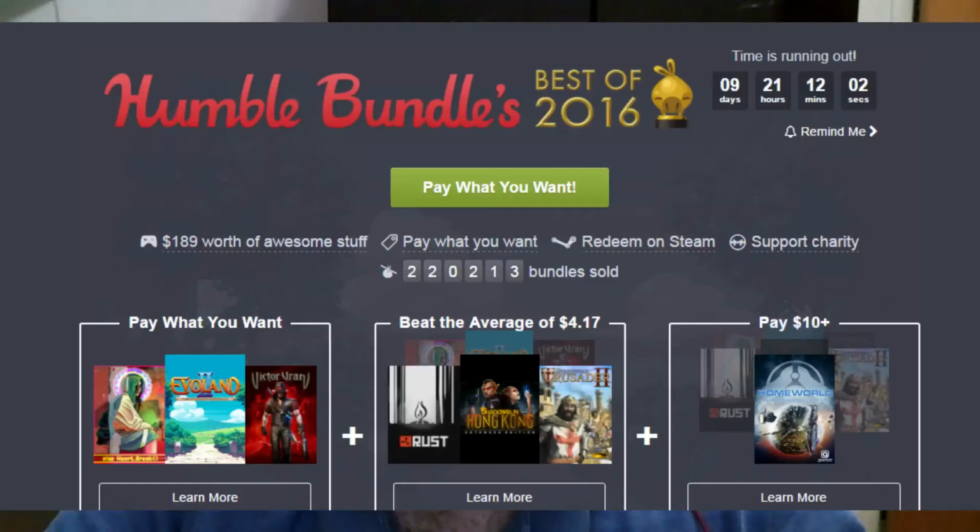Did I get that on the other screenshot? No. Oh wait, yes I did. So as you can see, we have over 200,000 bundles sold as of when I took the screenshot. But remember, we don't know the exact amount. Someone could have spent just $1. We could have had people who were charitable and spent $500, $600, stuff like that.